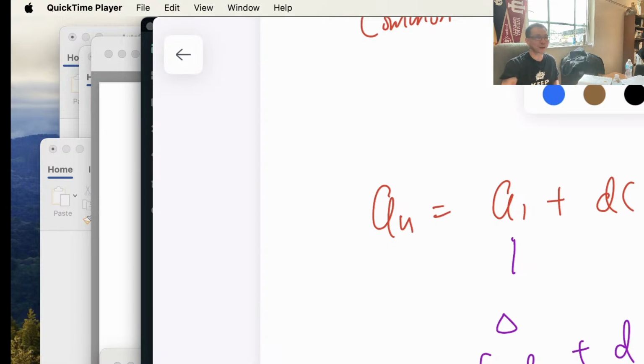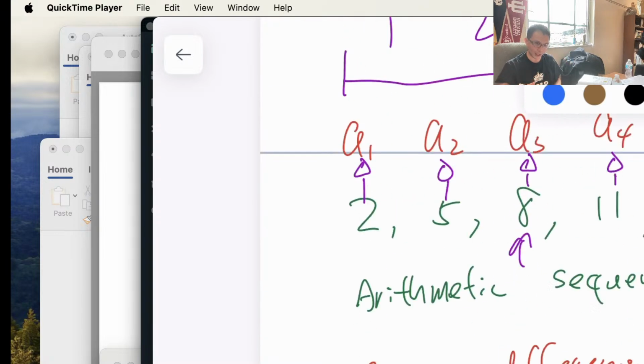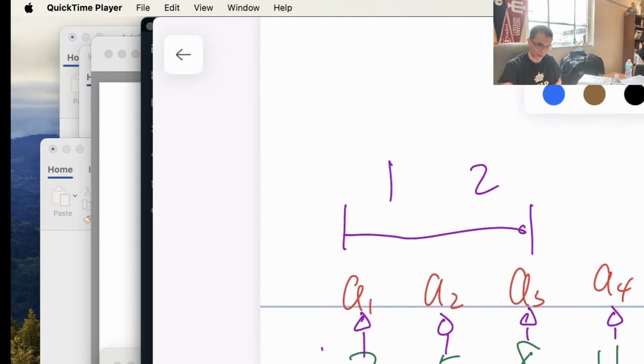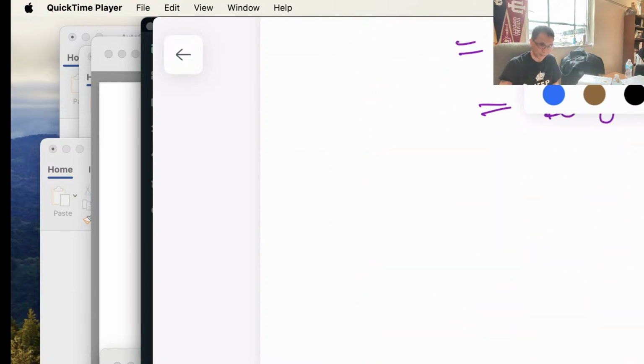548. So there will be 548. Does that make sense? So what if I give you this? I have some type of sequence. If a sequence stops right here, it's called a finite sequence. If we keep on going, it's called an infinite sequence. So if I stop at the 5th term, that is finite. If I keep on going, it's called infinite.